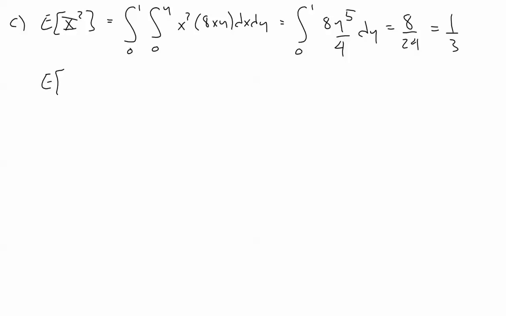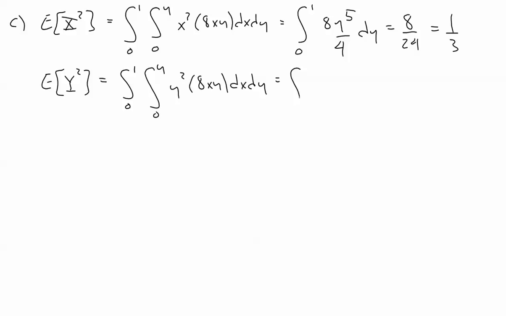Similarly, the mean squared value for y, the normalized power in y, is the integral from 0 to 1, integral from 0 to y in x, y squared times 8xy dx dy, the integral from 0 to 1 of 8y to the 5th over 2 dy, and that is 8/12 or 2/3. Okay.